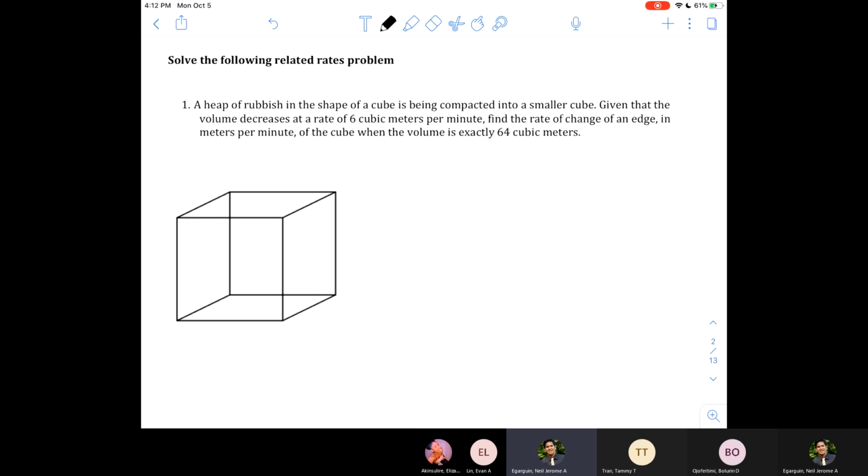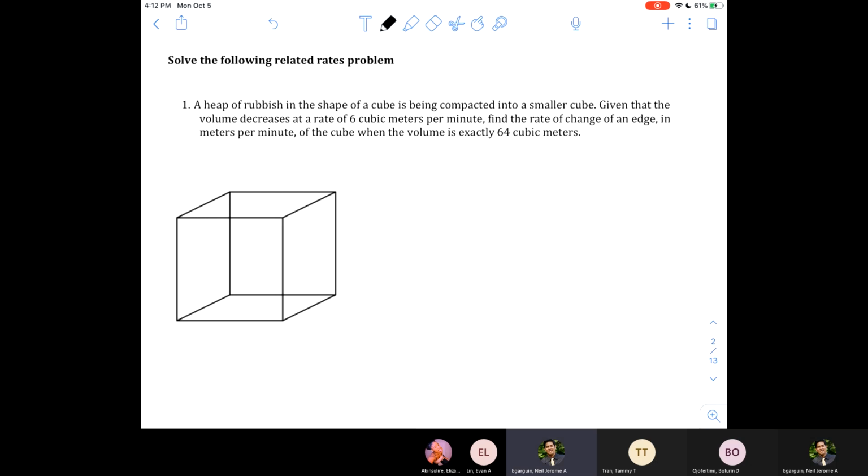A heap of rubbish in the shape of a cube is being compacted into a smaller cube. Given that the volume decreases at the rate of 6 cubic meters per minute, find the rate of change of an edge in meters per minute of the cube when the volume is exactly 64 cubic meters.